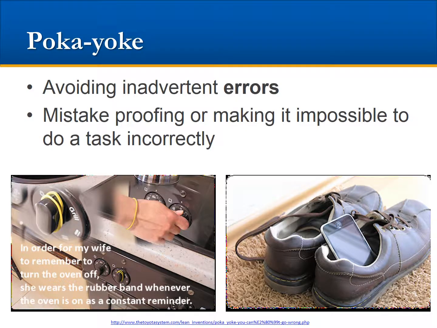Poka-yokes are all about preventing mistakes from being made. It is mistake-proofing, or making it impossible to do a task incorrectly. A few examples. Color coding is often a poka-yoke, like green is used for many start buttons and red for stop buttons. We are used to traffic lights, so this triggers a relationship.